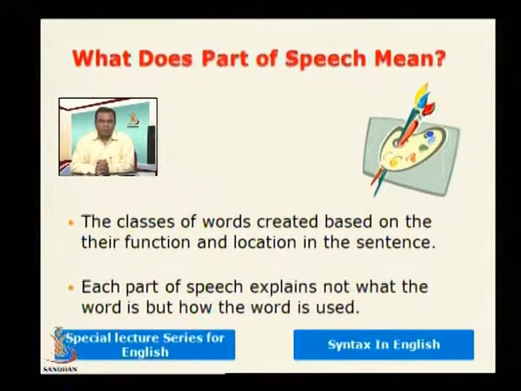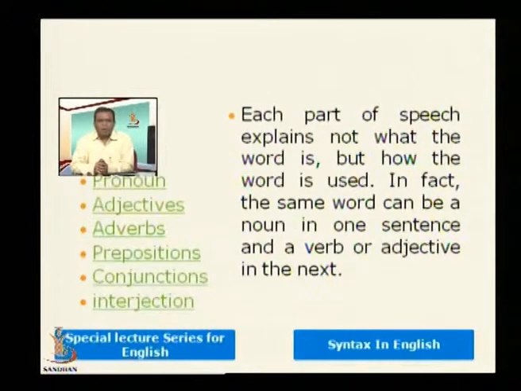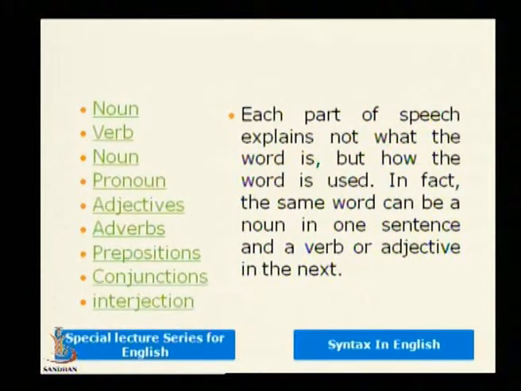So this basic understanding of parts of speech would be very helpful and is also mandatory for proper understanding of syntax. Let's have a quick look at the different parts of speech existing in the English language. In total, there are these different parts of speech: noun, verb, pronoun, adjective, adverb, preposition, conjunction, and interjection.